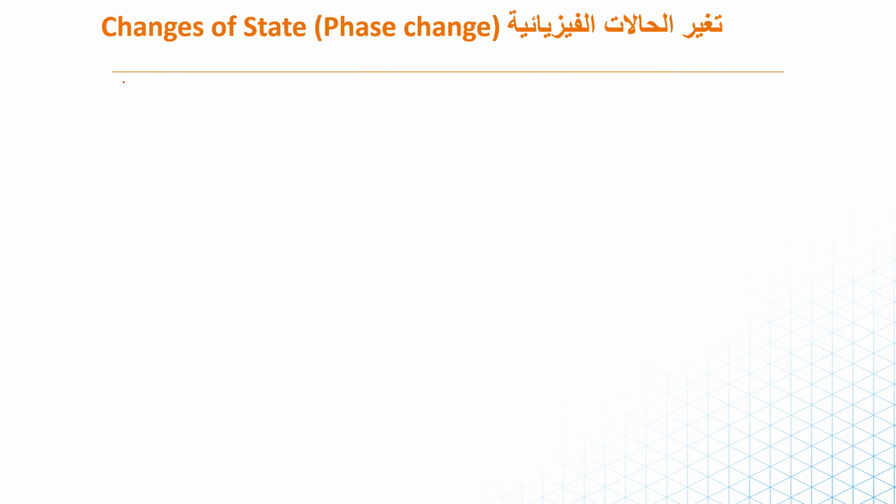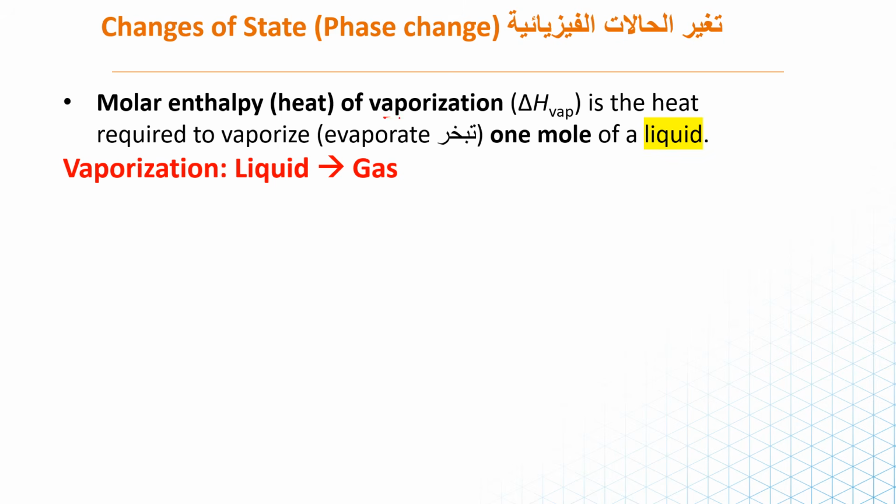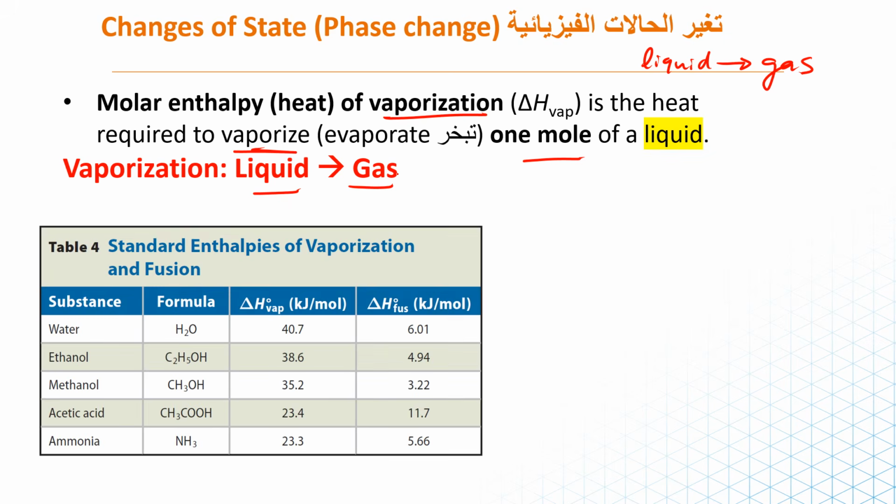Now let's look at the molar enthalpy of vaporization. Same meaning, but here it's vaporization, not melting. So vaporization is the heat required to vaporize 1 mole of a liquid. So it means liquid will become gas, from liquid to gas. And notice one thing. Of course, delta H vaporization is here now because we are talking about vaporization, right?